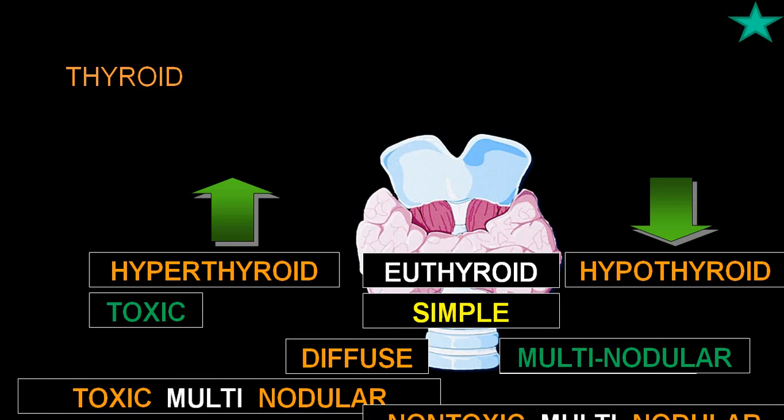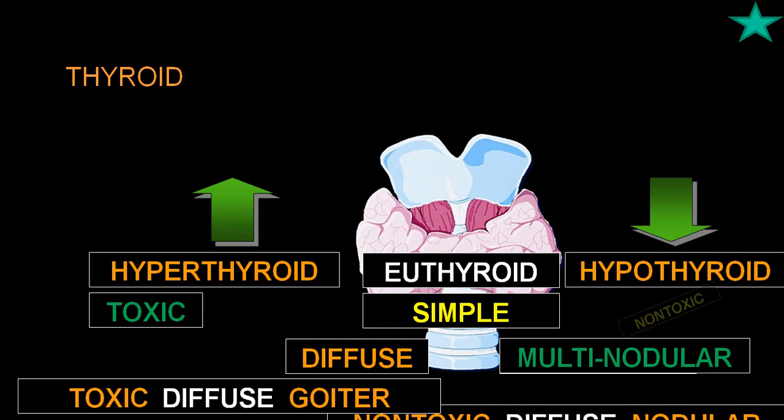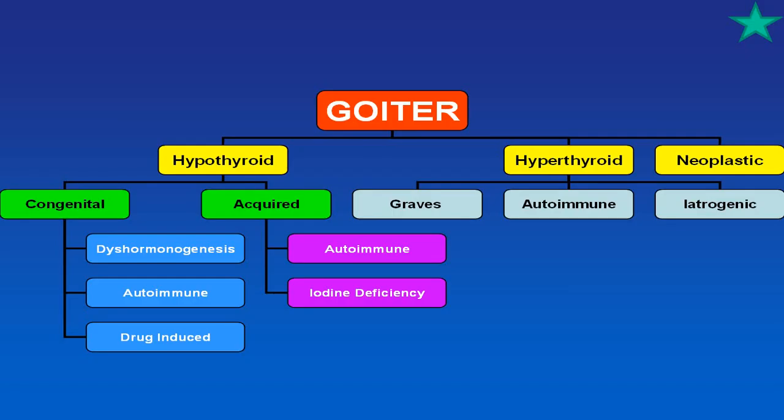And if it is non-toxic, either euthyroid or hypo, we call non-toxic multinodular, non-toxic diffuse nodular, etc. words are utilized. So goiter can be hypo, hyper or euthyroid, or it can be neoplastic. Hypo can be congenital or can be acquired. Among acquired, autoimmune, particularly Hashimoto's, Riedel's, and in hyper, autoimmune is Graves' disease and other autoimmune disorders.